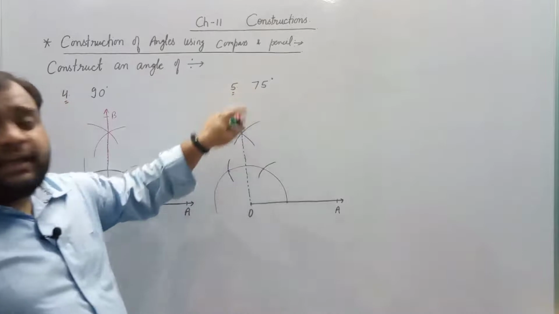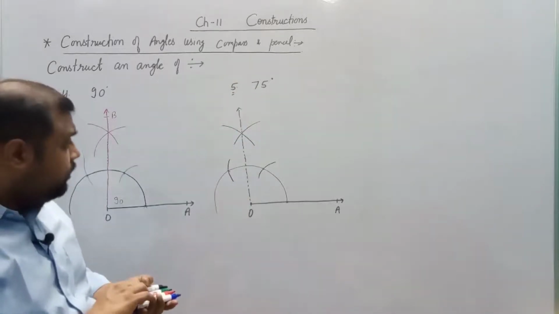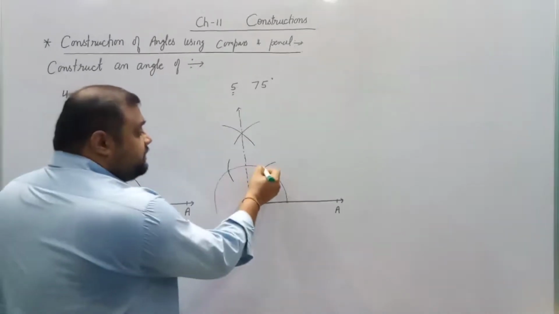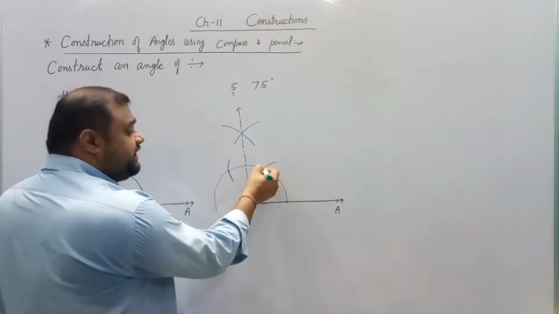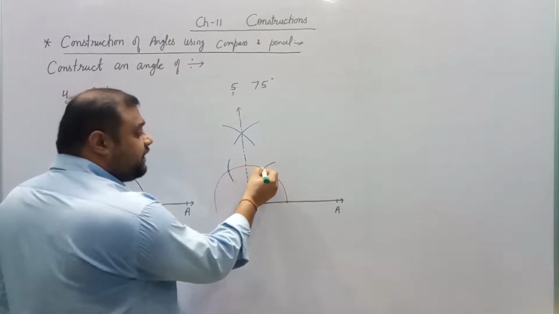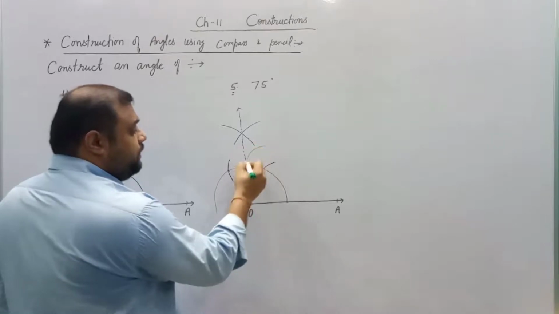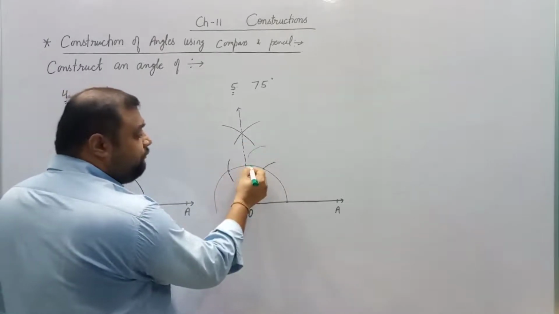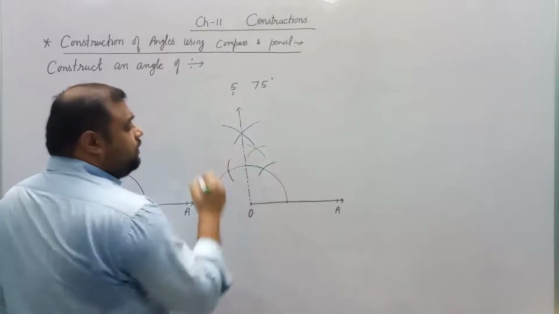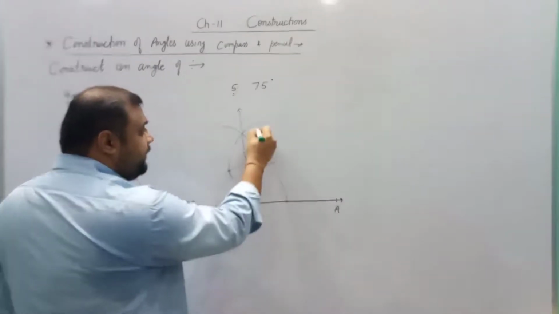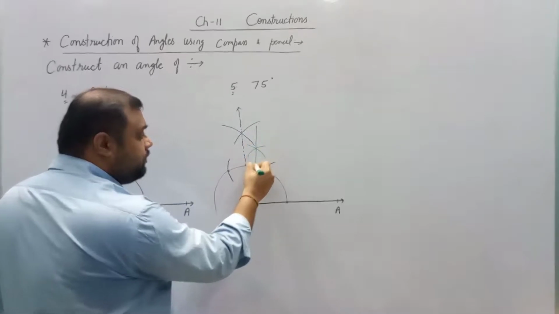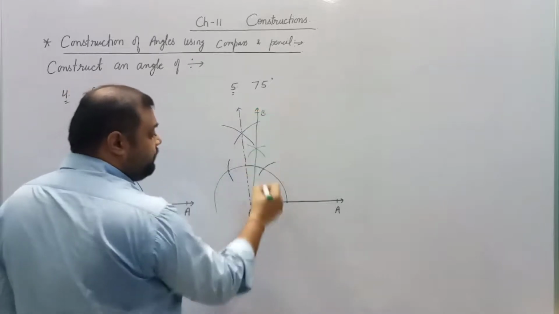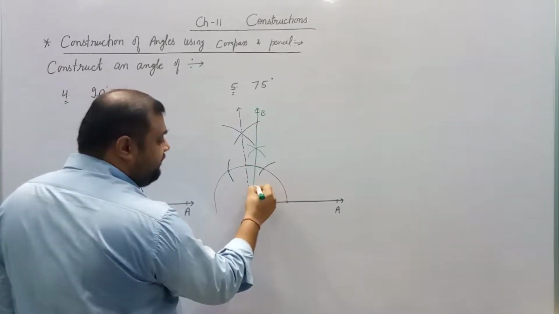We have to construct an angle of 75 degrees. So 75 is the bisector of 60 and 90 degrees. Taking this point as center, with more than half of this arc. Taking 90 as center, this point as center and more than half of this arc, construct an arc. Join this point to point O. So this angle is 75 degrees.